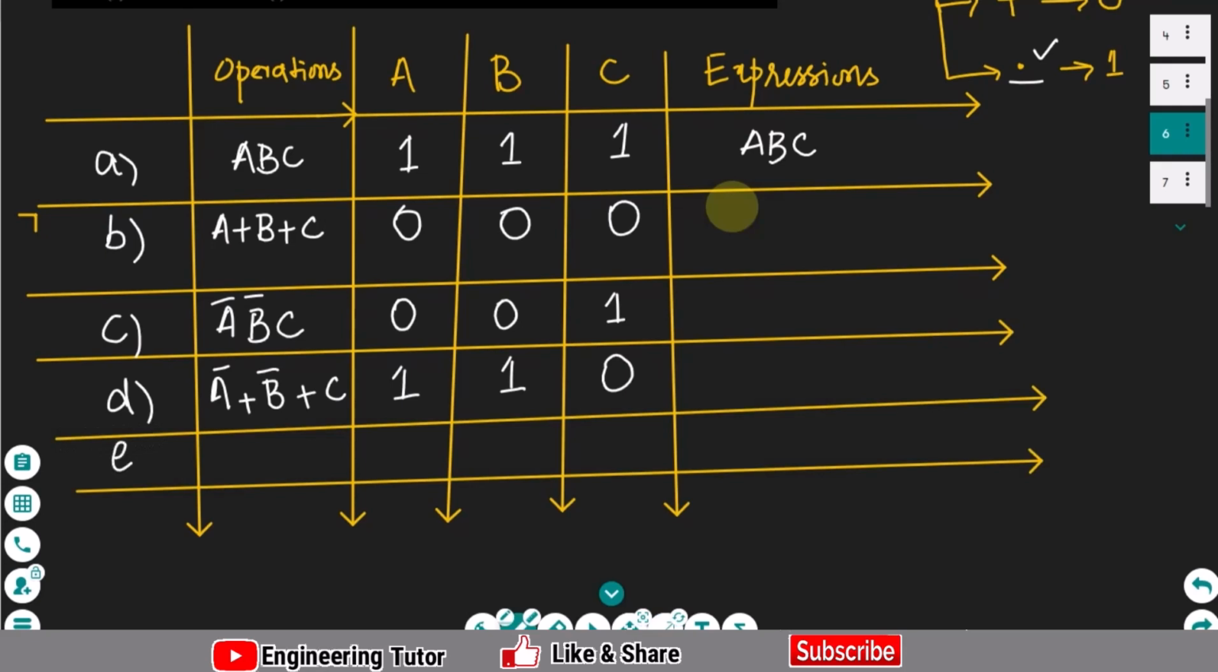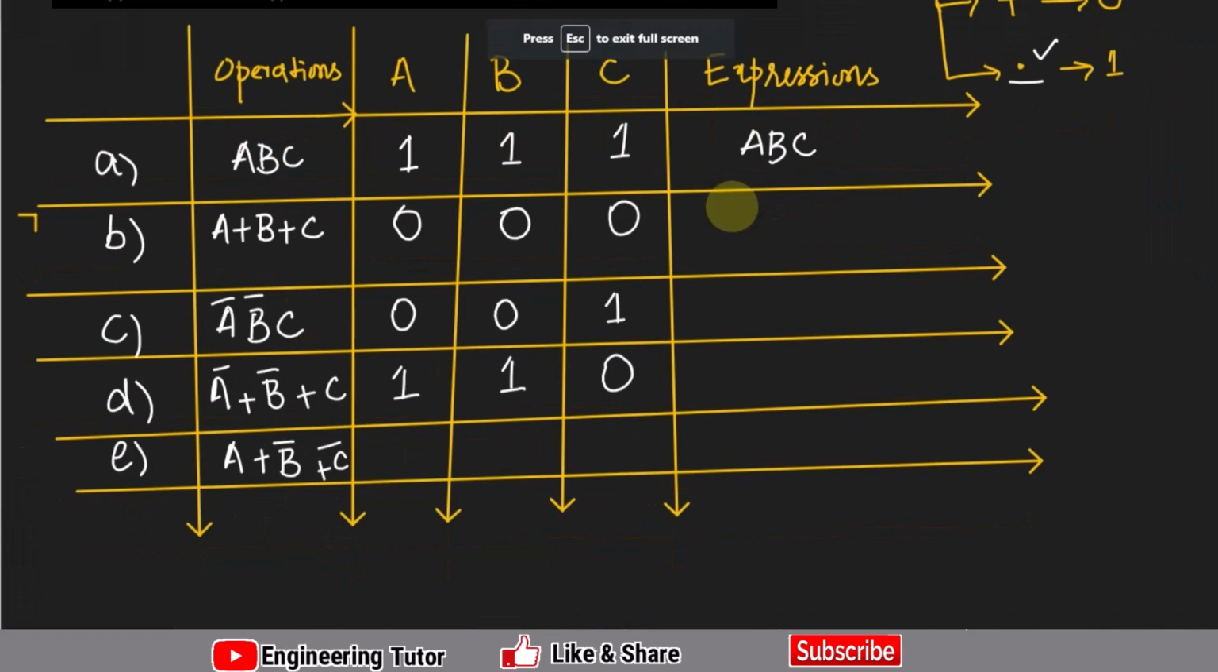So E is A plus B prime plus C prime, and that is the plus operation or the summation operation. What we have to do, we have to make it equal to 0. So this A should be 0, this should be 1, and this should be 1.